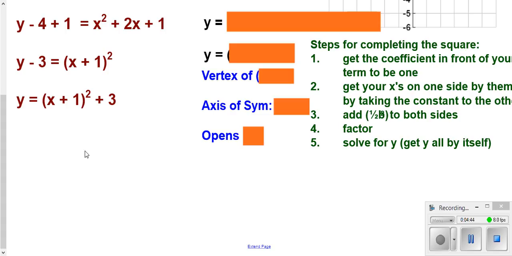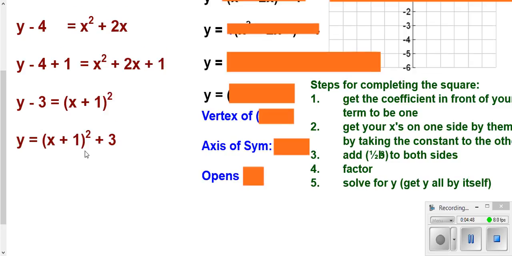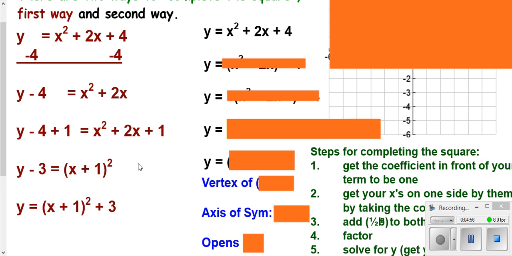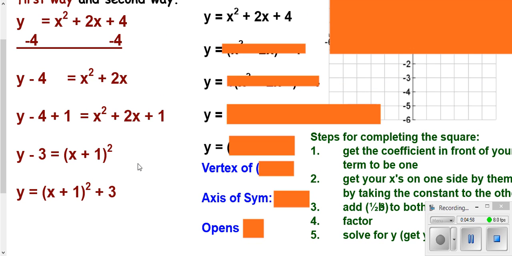We now have it in the vertex form, where we could easily identify our vertex, our axis of symmetry, and our opening. Now, a second way you could do completing the square: instead of taking stuff to the other side, you could keep everything on one side. So we're going to make sure we get a 1 in front of our x squared, which it is. We're going to group the x's together, and we're going to complete the square with the x's.